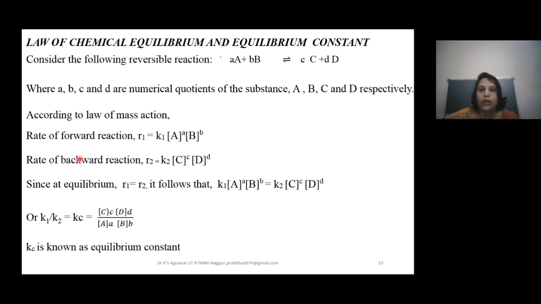Now, the law of chemical equilibrium and equilibrium constant. Consider this reaction A, B, C, D. A, B, C, D, these are numerical quotients.